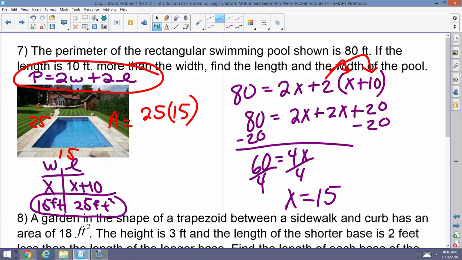Because I'm ignorant. Area is feet squared, not perimeter ever. That was my fault. Thank you, son. Anything else, boys? Thank you.